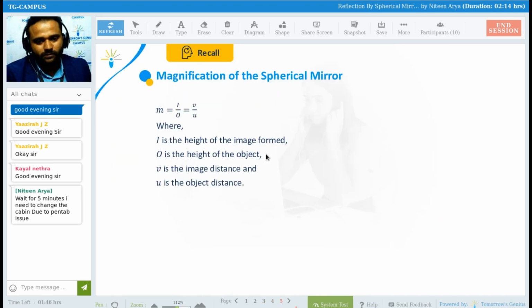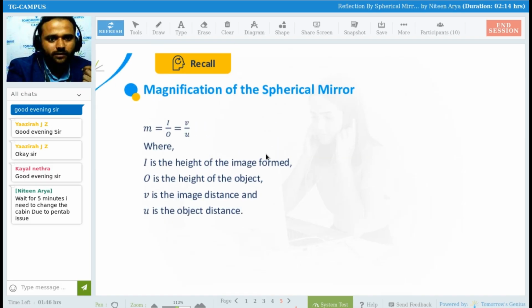Done. Okay. So, magnification of a spherical mirror. What is the magnification? Magnification is basically the ratio of the height of the image to the height of the object. I is the height of the image, O is the height of the object. In terms of definition, you need to define it in this way.